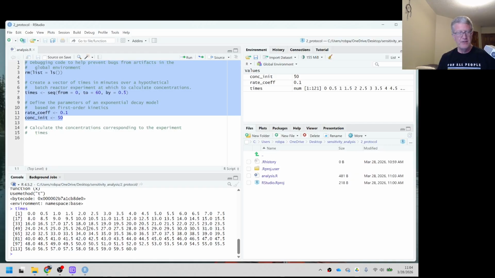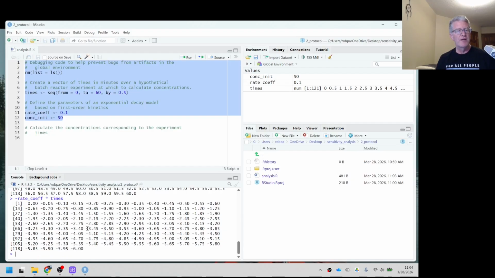So if I do a minus rate_coefficient times times, what's going to happen here? Well, remember R is going to recycle values. If there's one vector that's smaller than the other, it's going to recycle the value in the smaller vector as many times as it needs to match the number of values in the longer vector.